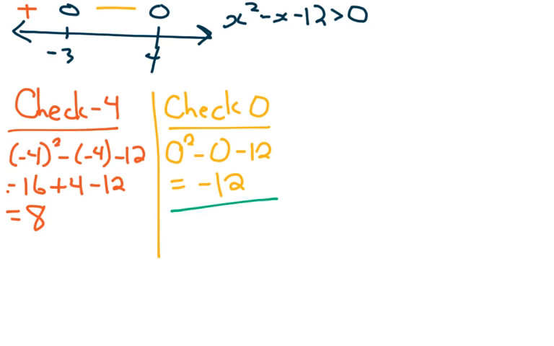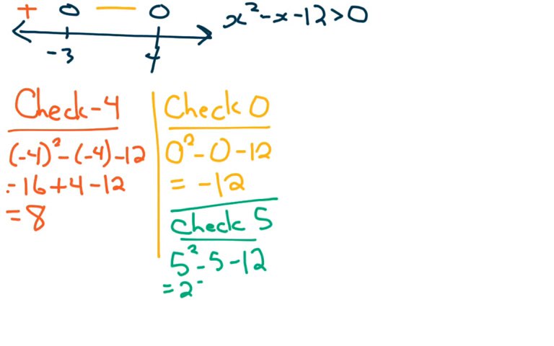And choosing a number on the right, I'm going to choose 5. So we get 5 squared minus 5 minus 12, which should be 25 minus 5 minus 12, which is also 8. 8 being a positive number, anything over there would be positives.